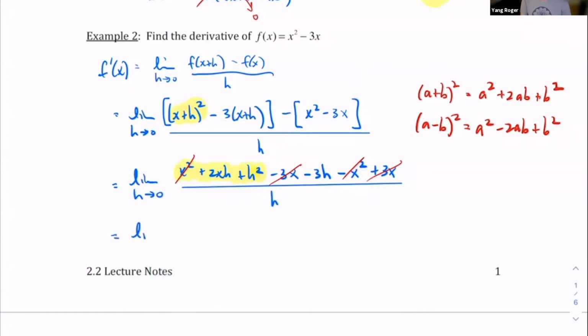This becomes the limit as h goes to, oh my God, I forgot to turn on the live transcript. Whoops. You guys can always remind me to turn on the live transcript. I forget sometimes.